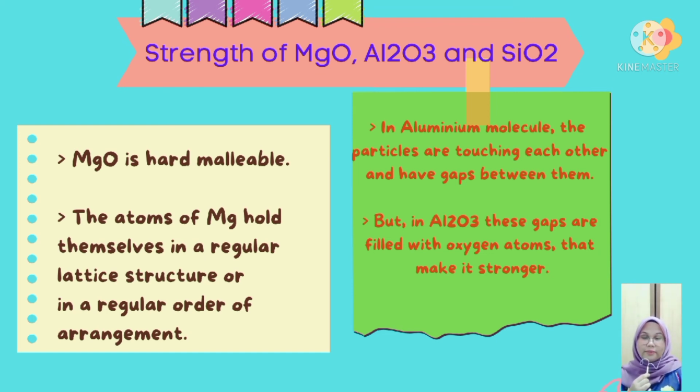Okay, then for aluminium oxide, it is a strong compound where in aluminium, the particles are touching each other and there are gaps between them. So when it becomes aluminium oxide, these gaps are filled with oxygen atoms. So that's what makes it become a stronger compound.